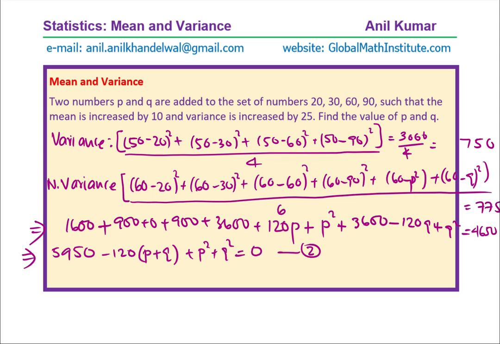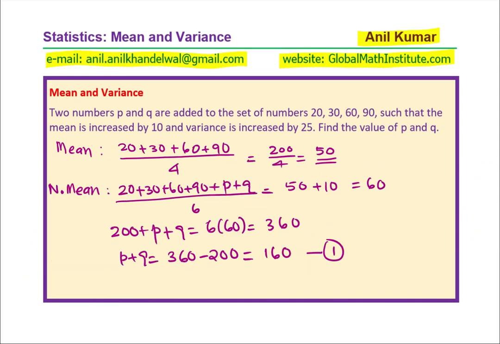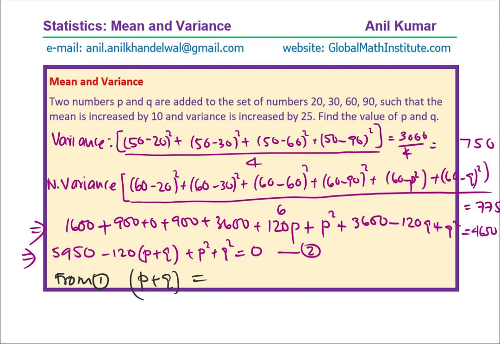We know from equation 1 what is p plus q. P plus q is equal to 160, right? So we did p plus q as equal to 160, right? Now if I square this, then I get what? So let me square this. It will be 160 square. And that will give us p square plus 2pq plus q square equals 160 square, right? So let me write down 160 square here.